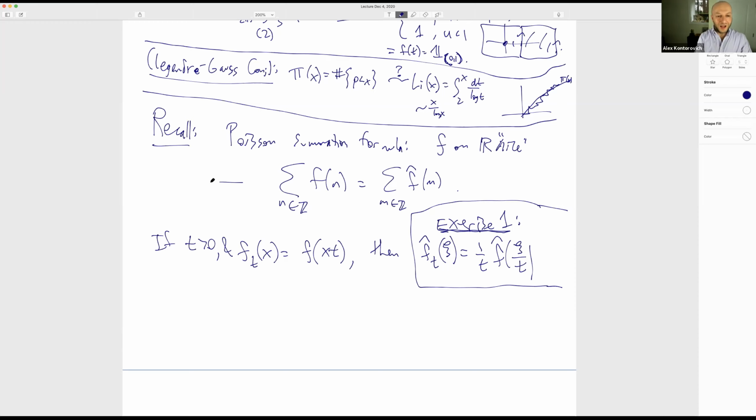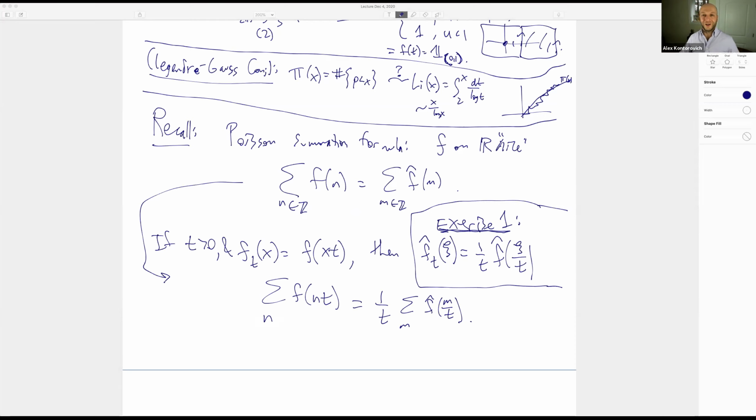Okay, so if I apply this statement to the Poisson summation formula, I think we discussed this in some detail, the sum of f of n times t is equal to 1 over t times the sum over m of f hat of m over t. Right? You guys remember this? We talked about the case of the Gaussian, which will reappear here in a minute. Does this look familiar? Great.